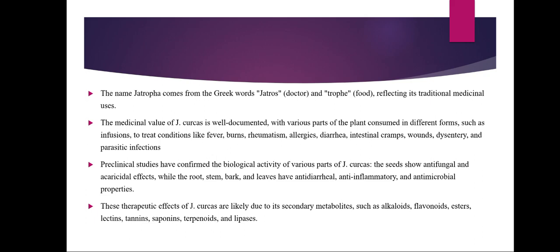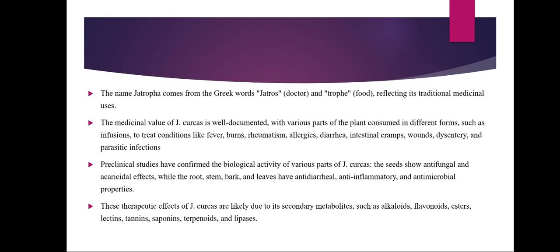its traditional medicinal uses. The medicinal value of Jatropha curcas is well documented, and various parts of the plant are consumed in different forms such as infusions to treat conditions like fever, burns, rheumatism, allergies, diarrhea, intestinal cramps, wounds, dysentery, and parasitic infections. Preclinical studies have confirmed the biological activity of various parts of Jatropha curcas. The seed shows antifungal and antiarrhythmic effects, while the root, stem, bark, and leaves have antidiarrheal, anti-inflammatory, and antimicrobial properties.